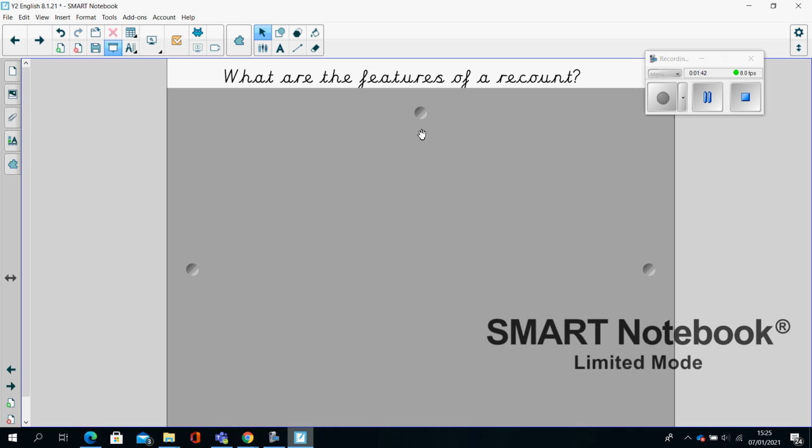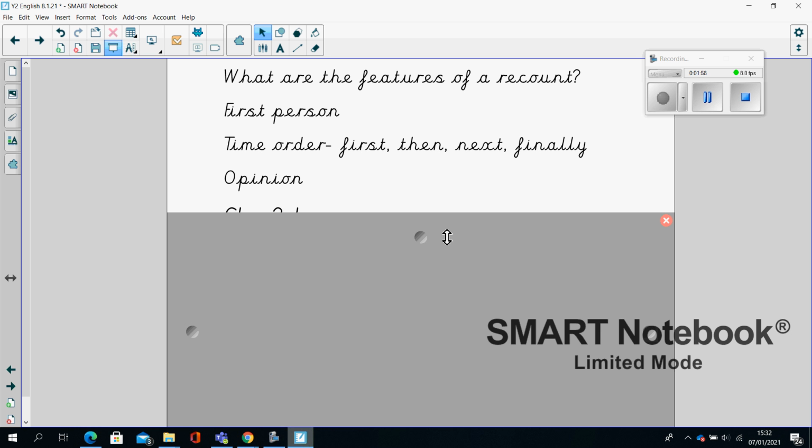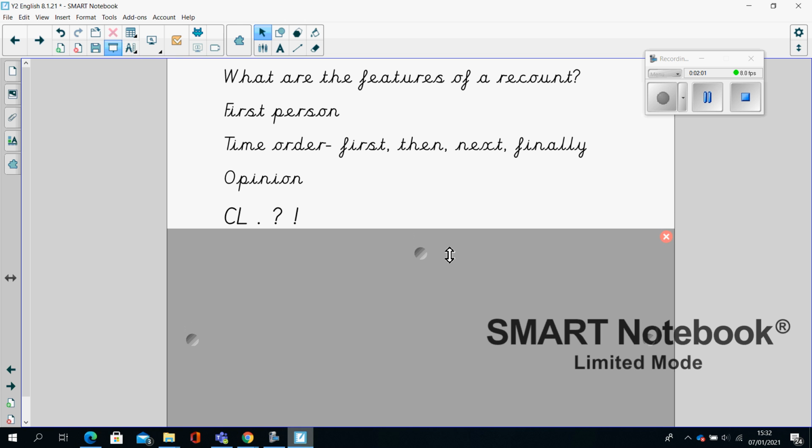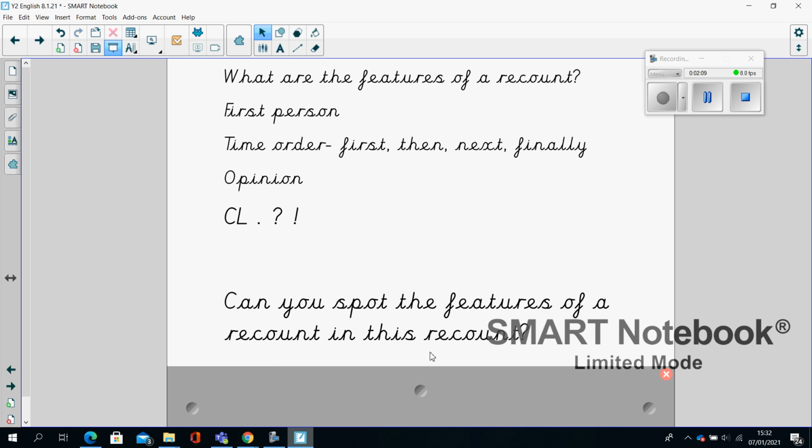So what are the features of a recount? If you've got the work you've done earlier in the week, you might be able to see the features of a recount. Can you pause the video and tell someone what you remember the features to be? Remember, features are parts. So we've got first person, time order, that's when we use our time words. First, then, next, finally. You include your opinion and your capital letters, full stops, question marks, and exclamation marks. So, can you spot the features of a recount in the following recount?